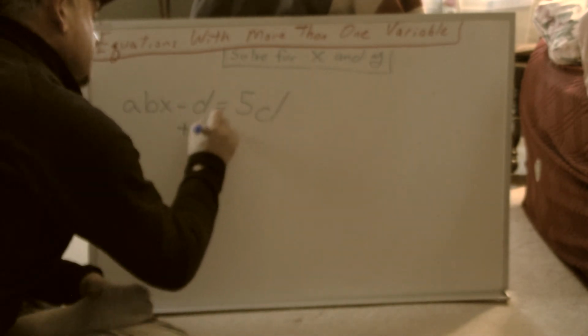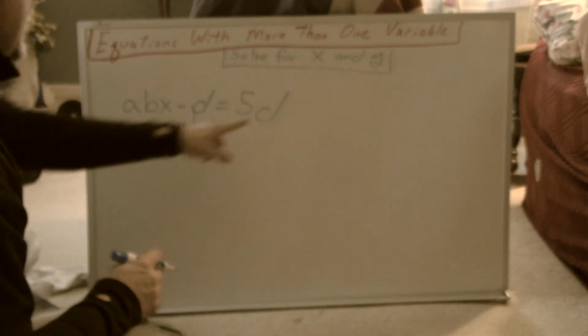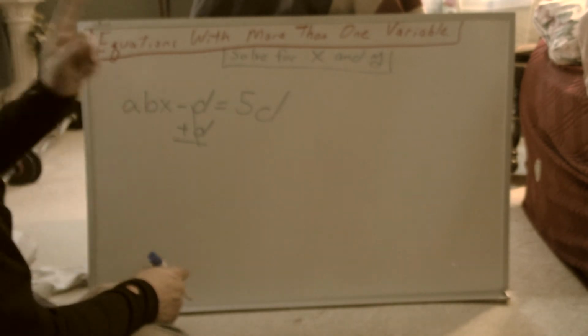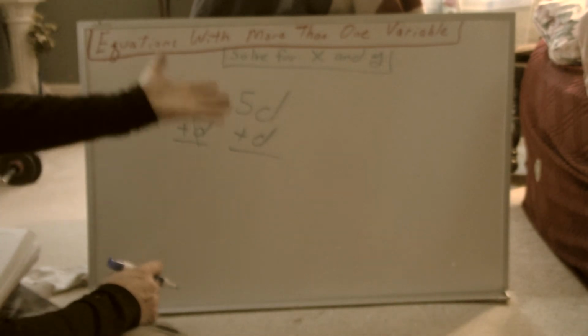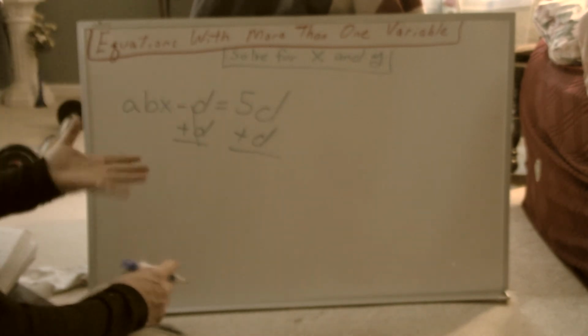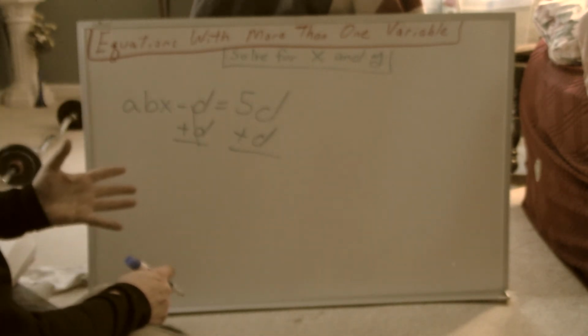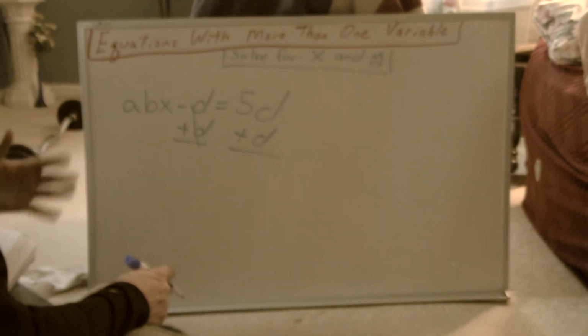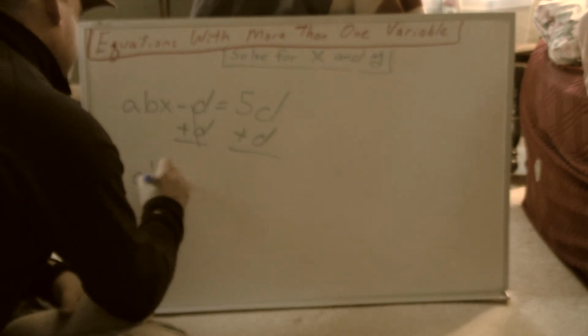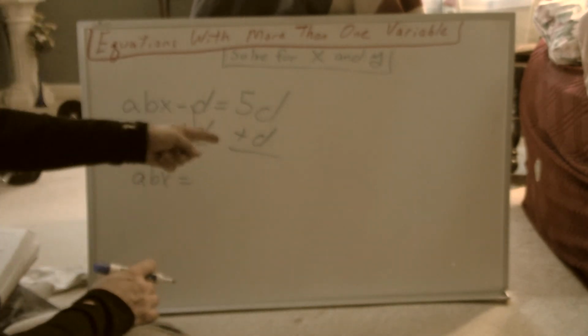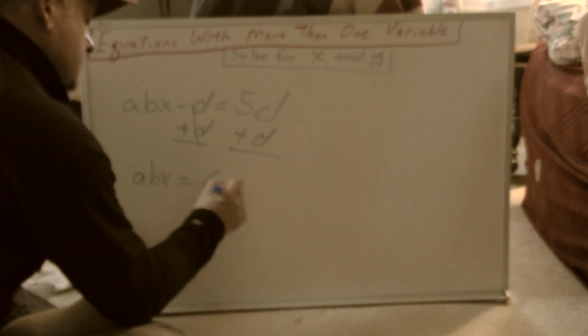So I'm going to go plus d. Now, what's interesting here is I can put it under here. Why? Because they're both d's. So they do go together. See, when variables are different, they don't go together. When they are the same, they go together. Let me bring the abx down. 5d plus d is 6d.